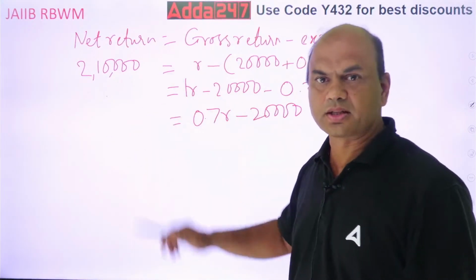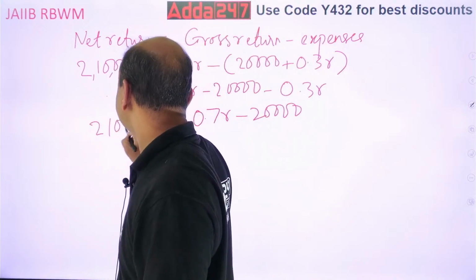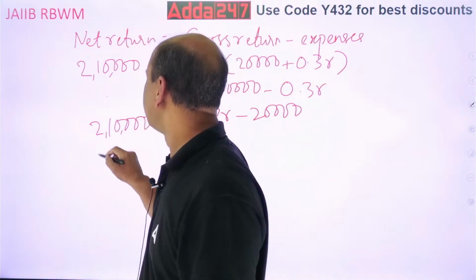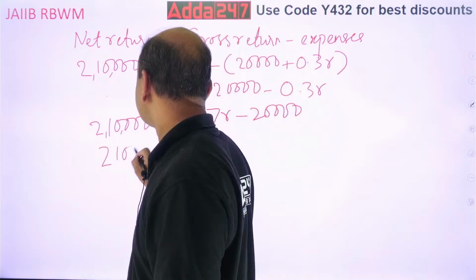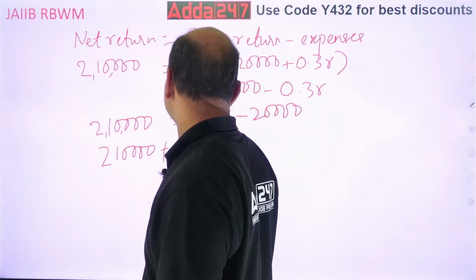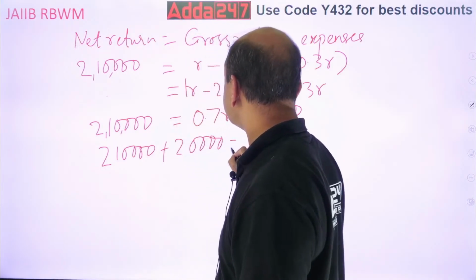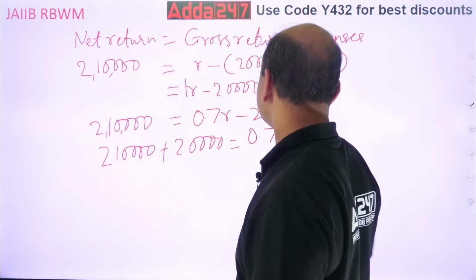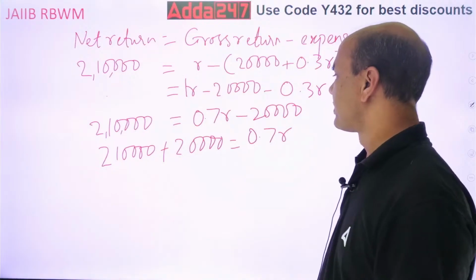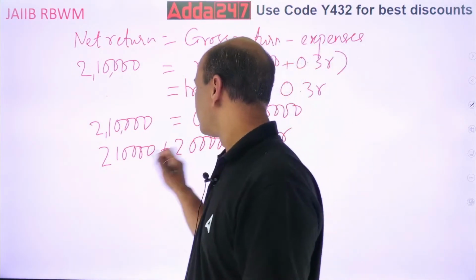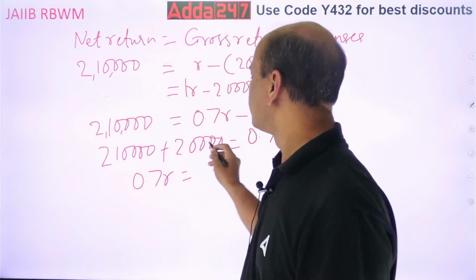Take 20,000 on the other side. Okay, 2,10,000 over here. Take this on the other side. So 2,10,000 plus 20,000 equals to 0.7 R. So I'll write it in reverse: 0.7 R equals to 2,10,000 plus 20,000.